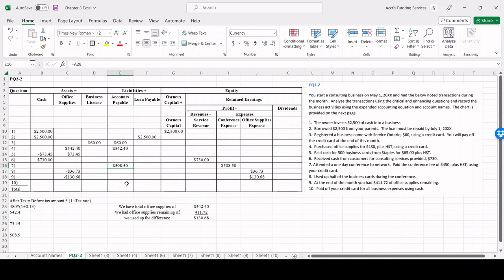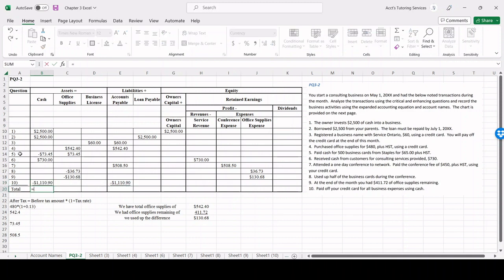So they're saying we're going to pay this off in full now. So we're going to add all these together, 60 plus the $542.40 plus the $508.50. And we're going to subtract that now. So that's the amount that we're paying in full. So our future obligation is now decreasing because we're paying it off. We're fulfilling the obligation. And it fully tells us in the question we're paying it off with cash. So cash is also going to be decreased by that same amount.